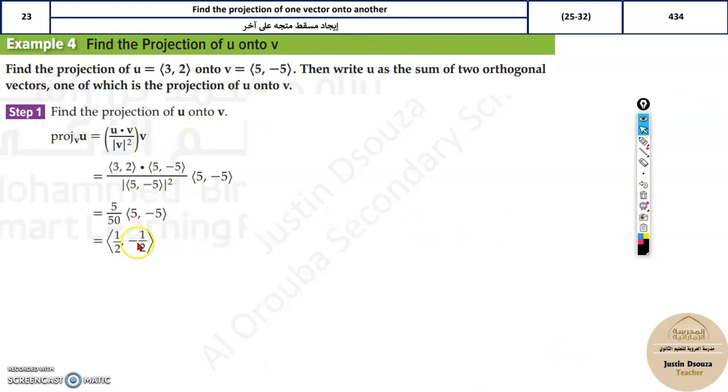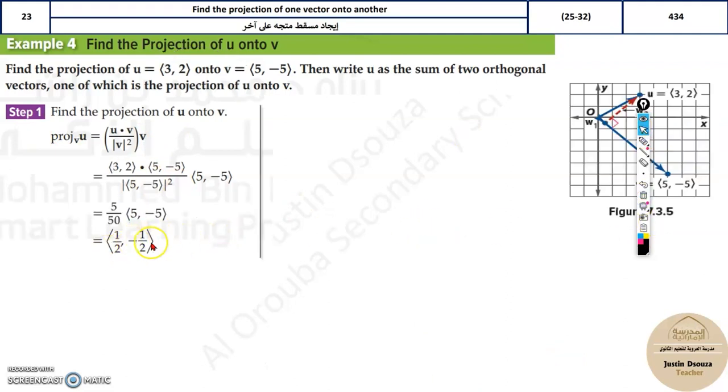It is half and negative half. Now, the problem is not over. This is the projection, yes, fine. But they have also asked one more thing, that is, write u as the sum of two orthogonal vectors. Always remember, when there is a projection, orthogonal vectors mean two vectors whose dot product is 0. That means it's 90 degrees. Orthogonal is the other word for 90 degrees.